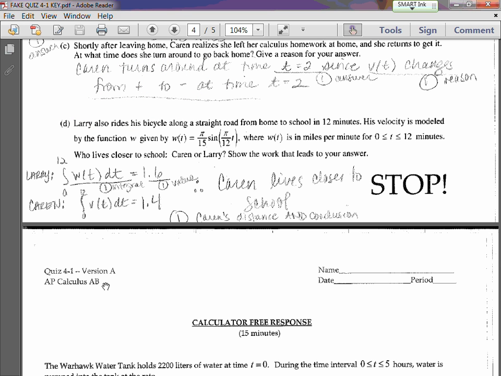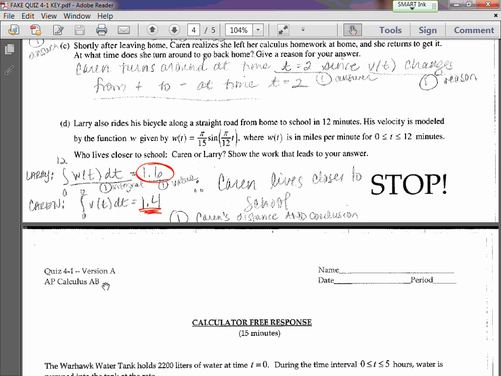Well, we know if we were given velocity, we can integrate to find our position. And they're both starting at position 0, right? So they're both starting at their house. So we integrate Larry's function from 0 to 12 and get a total of 1.6. Now, Karen, there's a little bit more thinking you have to do, because remember, she came back home, and then she went again.